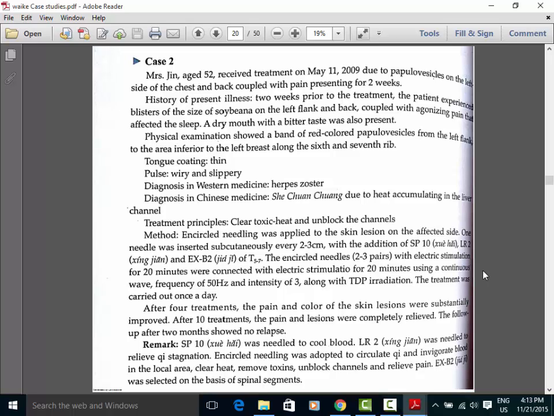This case is quite confusing, to be honest. It's not straightforward. The reason it's not straightforward is because when I read through it, let me go back again. So first of all, papulovesicles, all right? We see vesicles on the side of the chest and back coupled with pain, right? There's usually pain, so that doesn't mean that much to me.